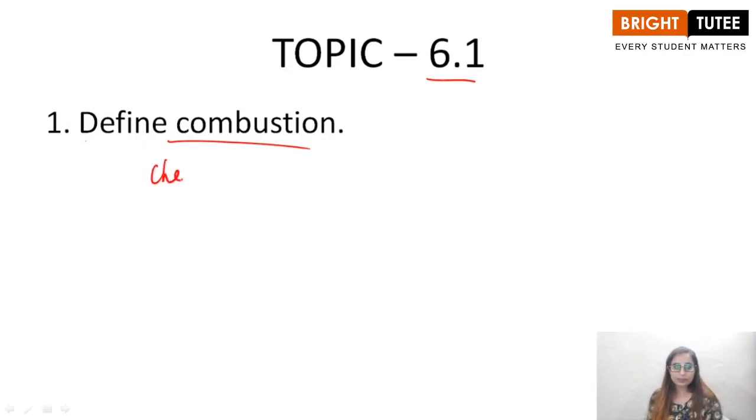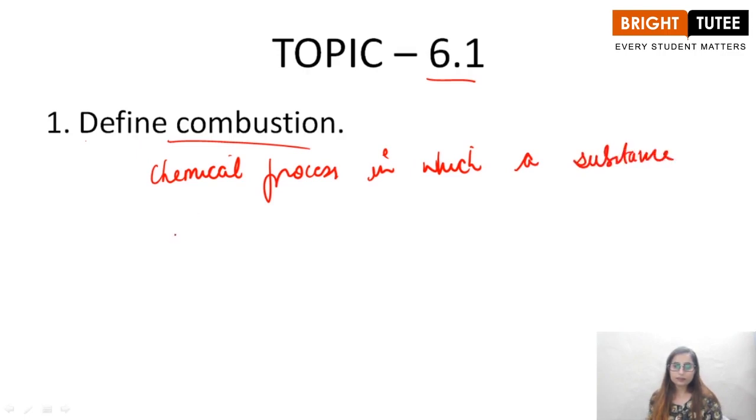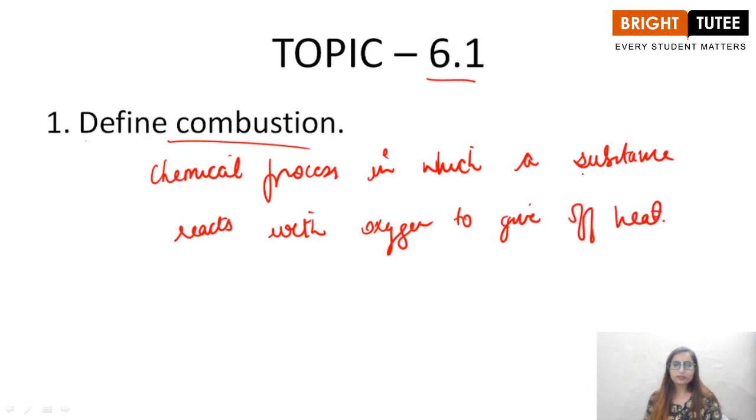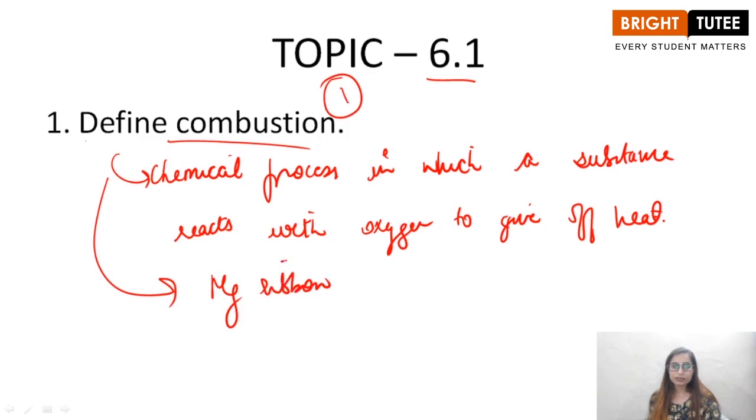Combustion is the chemical process in which a substance reacts with oxygen to give off heat. This is a 1-mark question. You have to mention the definition as well as any random example. For example, burning of magnesium ribbon can be an example for combustion.